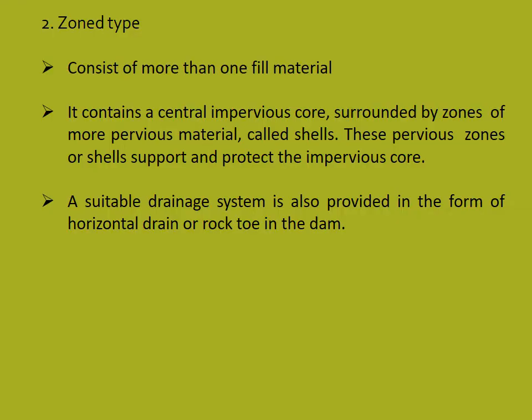Now we will see the second type of earthen embankment, which is the zone type. It consists of more than one fill material. The name itself indicates that it is a zone type, so there is more than one fill material used to construct the embankment.